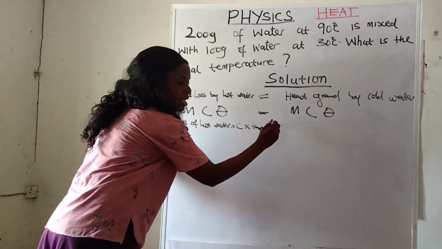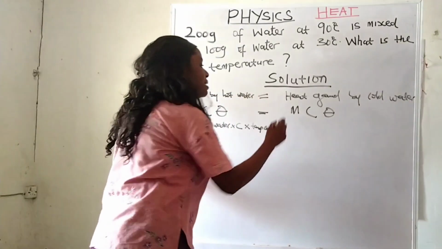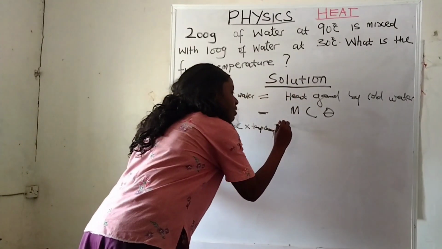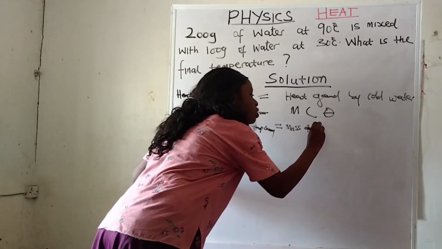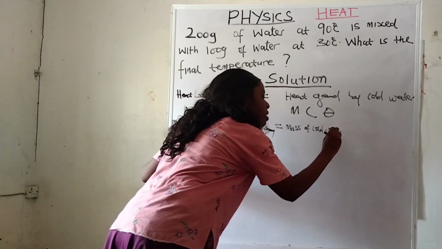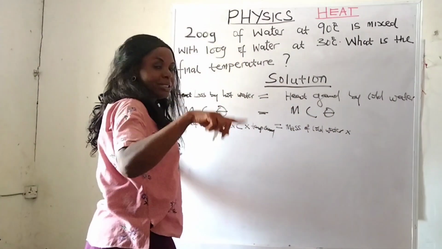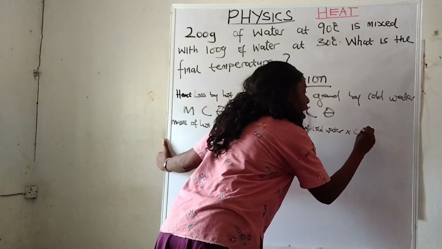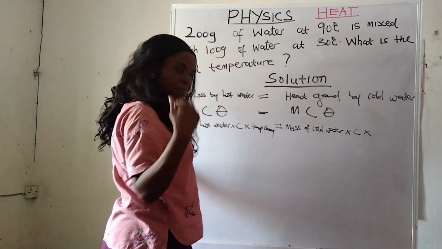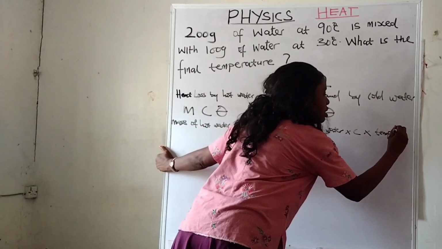Let me put the equals sign here. It is equal to M, mass of cold water, times C, which is still the specific heat capacity of water, since the two of them are water, times theta, which is still the temperature change.